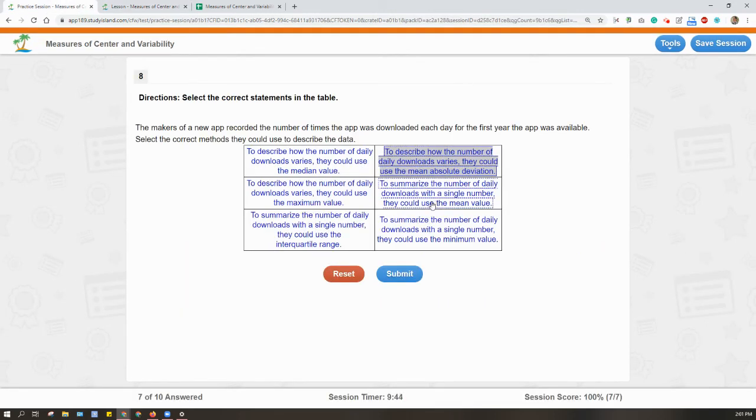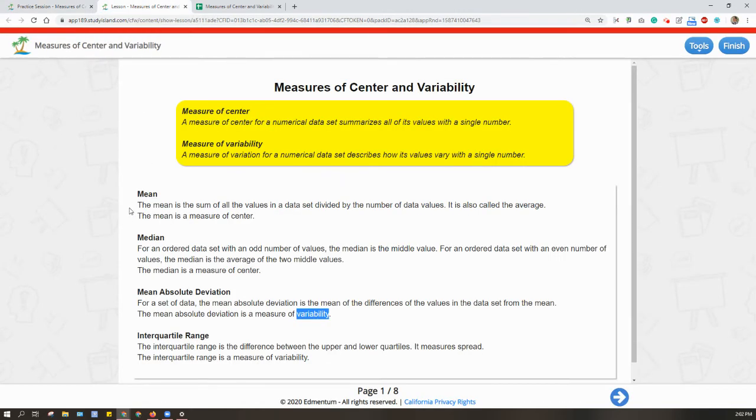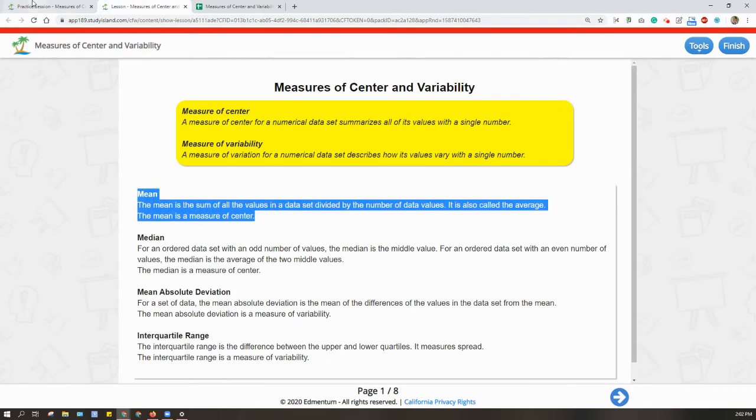Next one, to summarize the number of daily downloads with a single number, they could use the mean. Yes, if you want to summarize the number of daily downloads with a single number, you use a measure of center, and the mean is a measure of center. The average is a measure of center.